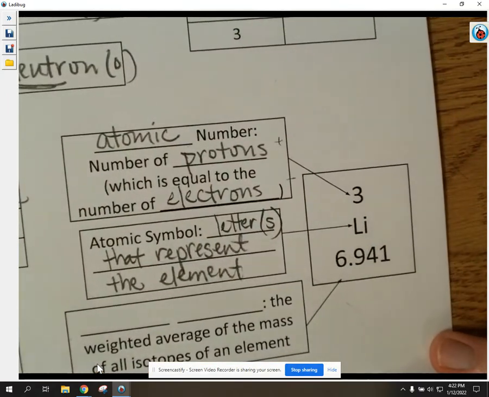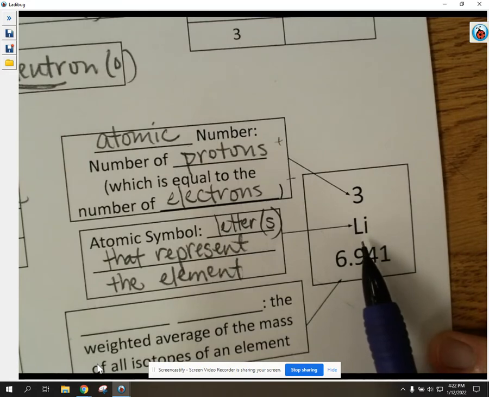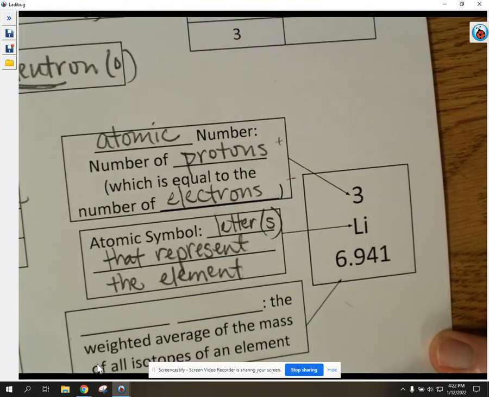Notice that the first letter is always capitalized. Sometimes there's only one letter, and if that's the case, it's always capitalized. And the second letter is always lowercase.